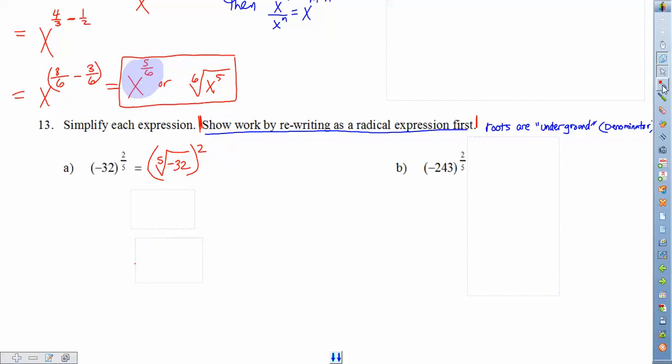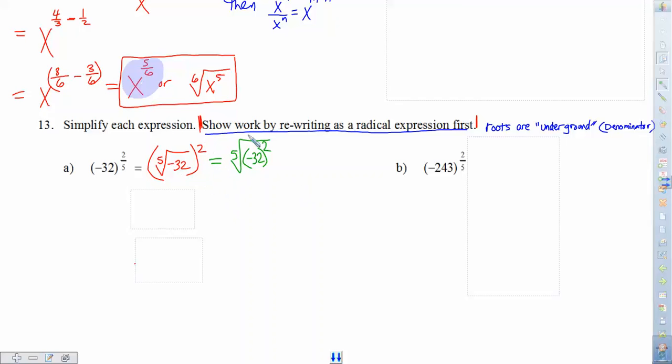Now there's two different ways you could have written this. You could have written it like that, and I suppose you could have written it like this: the 5th root, let me get this right, of negative 32 in parentheses, squared. Okay? Either one of these is equivalent. And it really doesn't matter which way you do it. You're going to get the same answer no matter what.